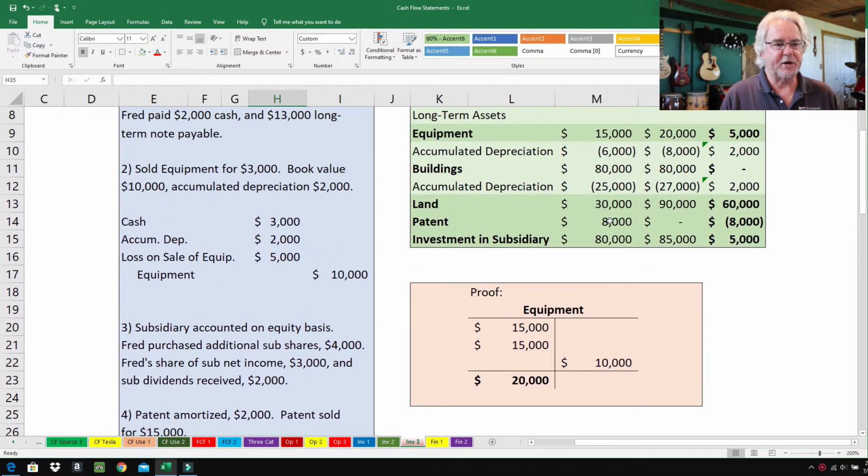Patent. Now the patent started out at $8,000 and now it's $0, so that's a decrease of $8,000. So let's see what's going on with the patent.